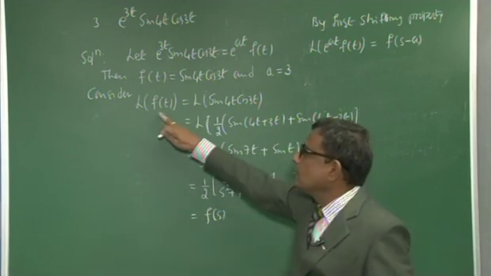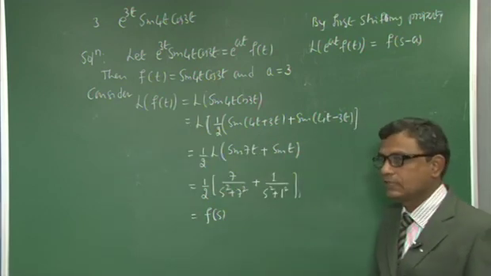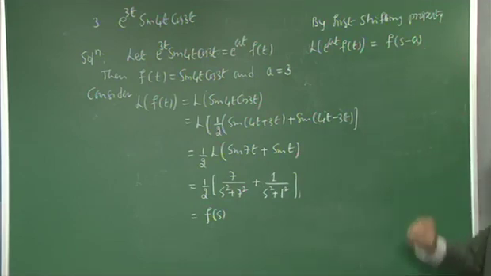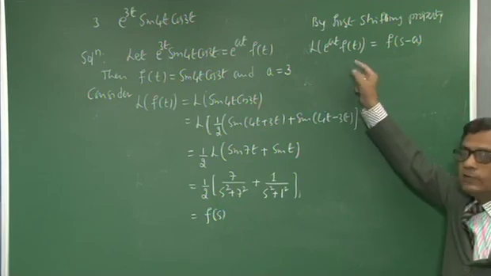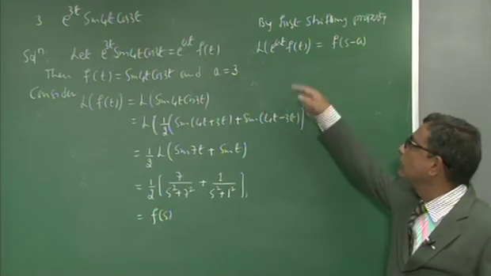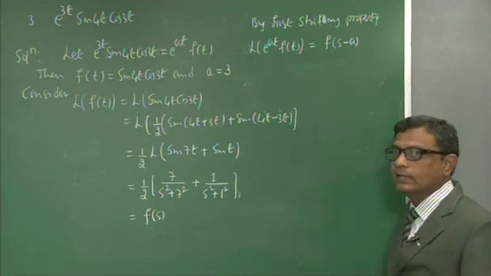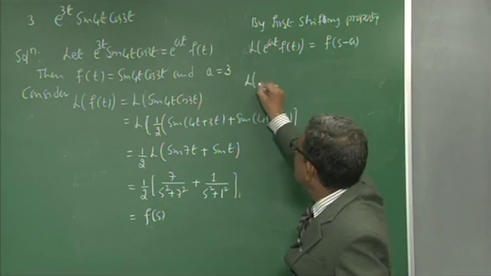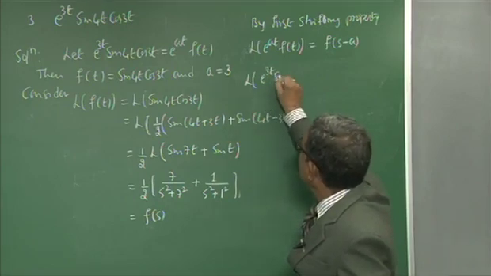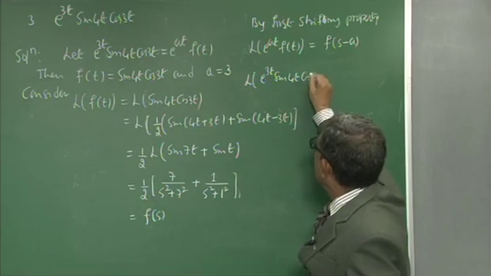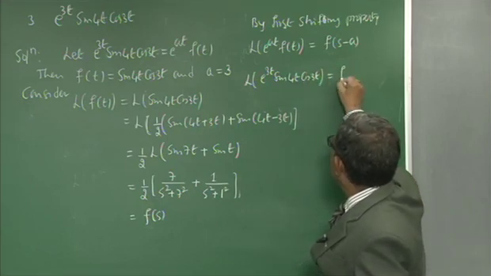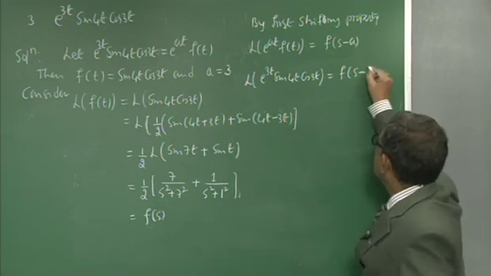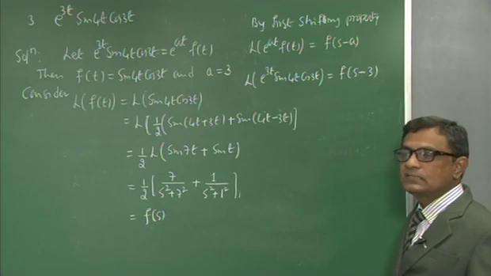You have written L of f of t as F of s. Now, apply the first shifting property formula: L of e raised to a t, f of t equals F of s minus a. Now, how will you write this? This is L of e raised to 3t sin 4t cos 3t. It is F of s minus, what is your a here? a is 3. F of s minus 3.